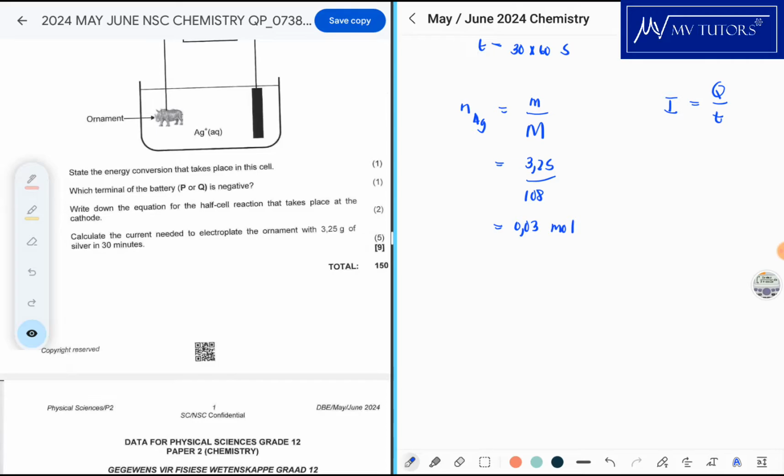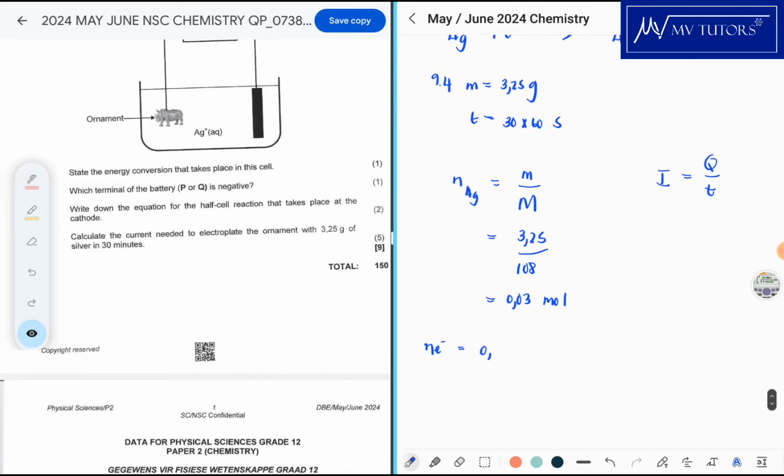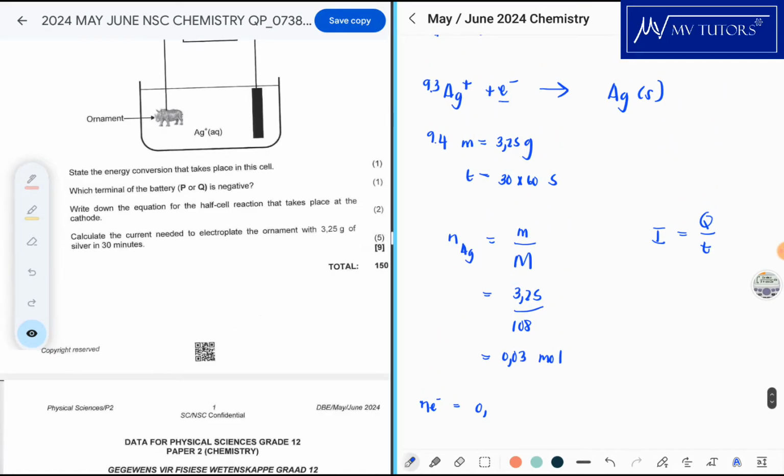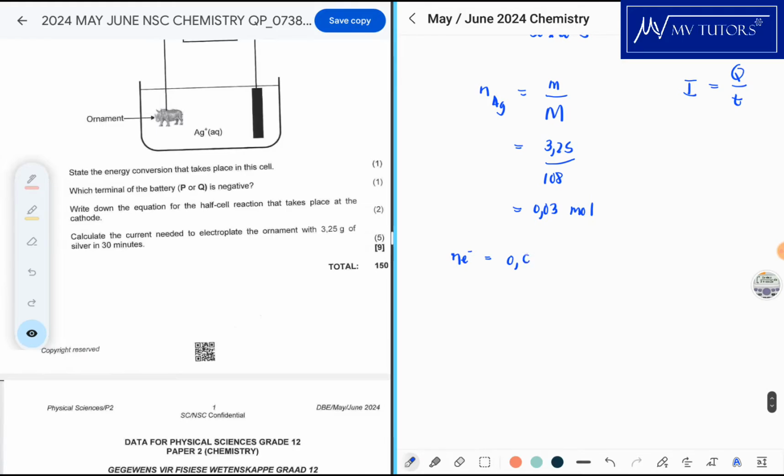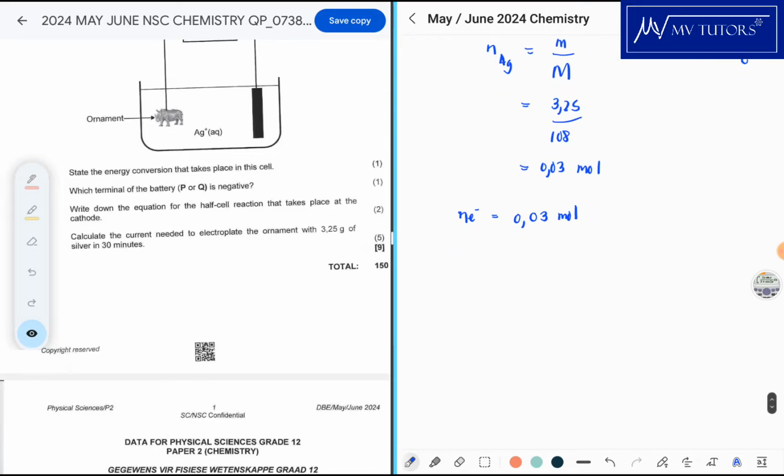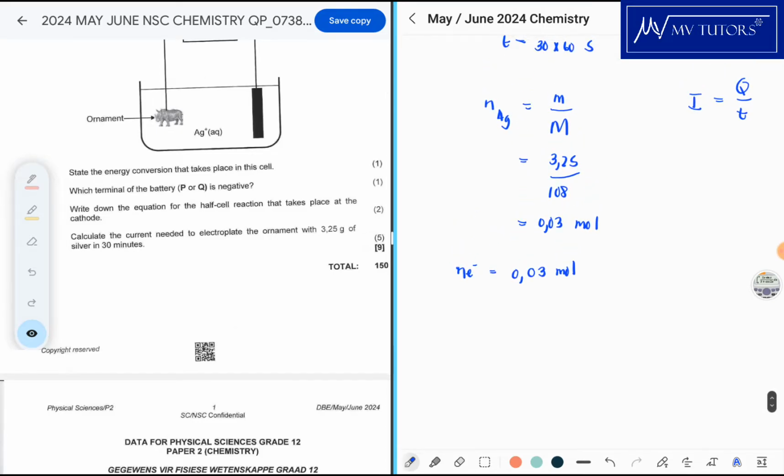So now we have the number of moles for this silver. Because we're going to deal with charge, we need the number of moles for the electrons as well. For silver we need 1 electron, so it's 1 is to 1, basically, so 0,03 mole for the number of moles of the electron. And then we want to find charge, right? In order to do that, we're going to use Avogadro's number to get the number of atoms that we have.